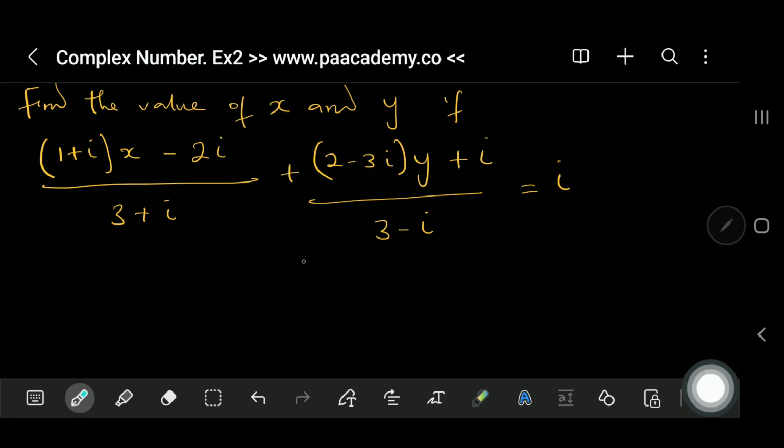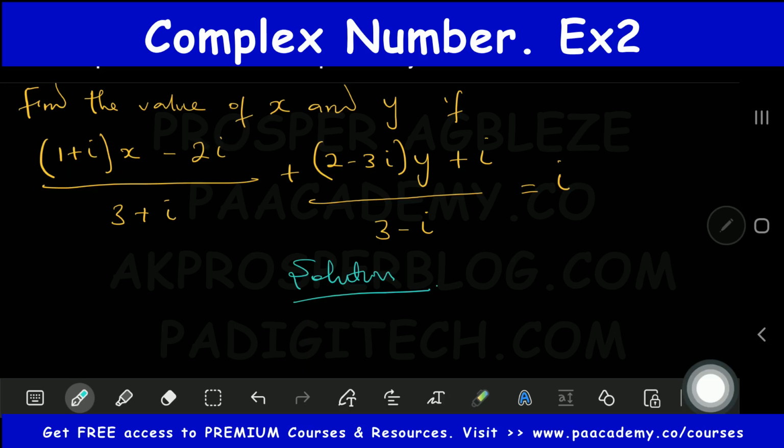Right, so now let's get started with this example here. So like you can see here, it says find the value of x and y if 1 plus i in brackets multiplied by x minus 2i over 3 plus i, then plus 2 minus 3i plus y plus i over 3i equals to i. All right, so like I said the other time, this represents complex number. Either you see it as i or you see it as j. They are just representations showing the imaginary parts. All right, so now let's go ahead and solve this.